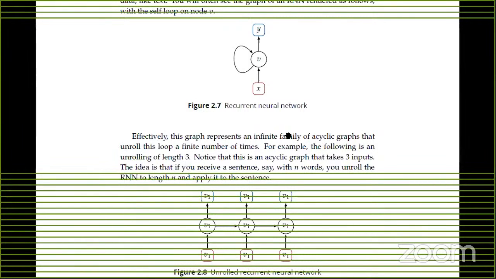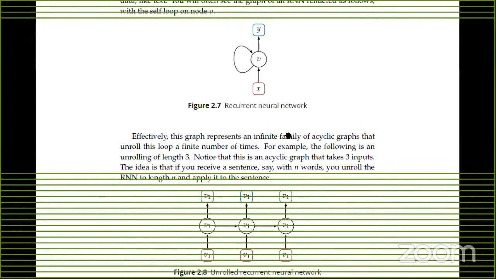These are some popular applications, and for these you need some dynamic behavior, so that you can handle even streaming inputs as they come, or varying length inputs. In order to support these things, you need what are called recurrent neural networks.